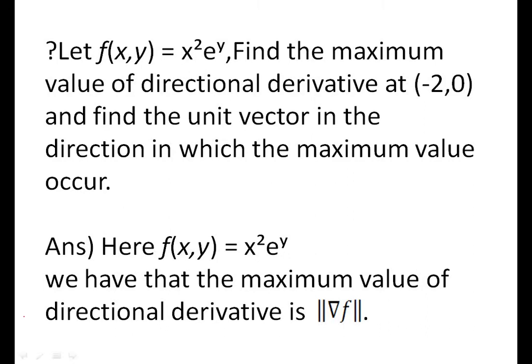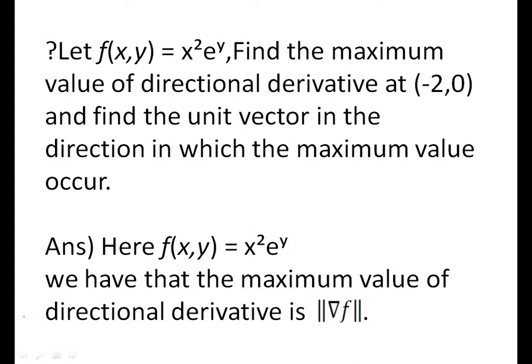Okay, in the previous class we already discussed the directional derivative, the maximum directional derivative of a function, and the minimum directional derivative of a function. Okay, then we look at a question. Let f of x, y equal x squared e raised to y. Find the maximum value of the directional derivative at (-2, 0) and find the unit vector in the direction in which the maximum value occurs.